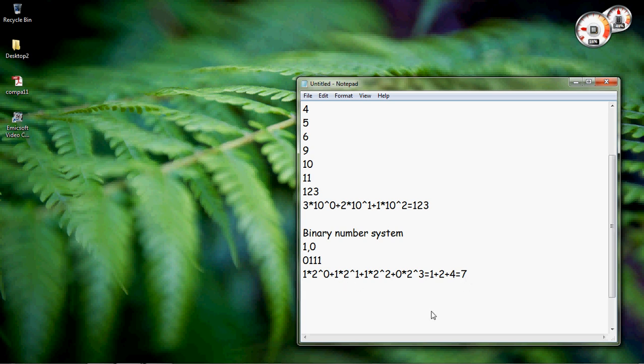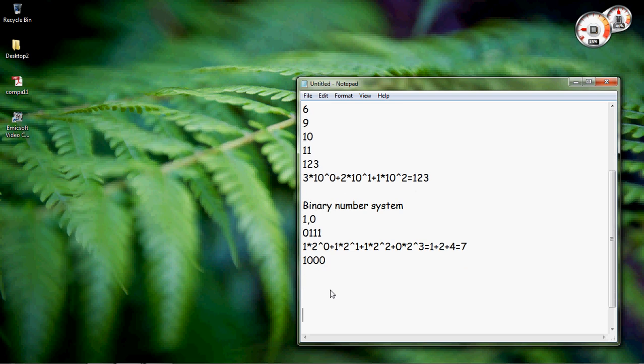If you want to represent the number 8, then how will you represent it? 1 0 0 0. These three zeros have value 0, because 0 into 2 raised to 0, plus 0 into 2 raised to 1, plus this third 0 into 2 raised to 2 calculates to 0, and this final 1 into 2 raised to 3 is equal to 8.